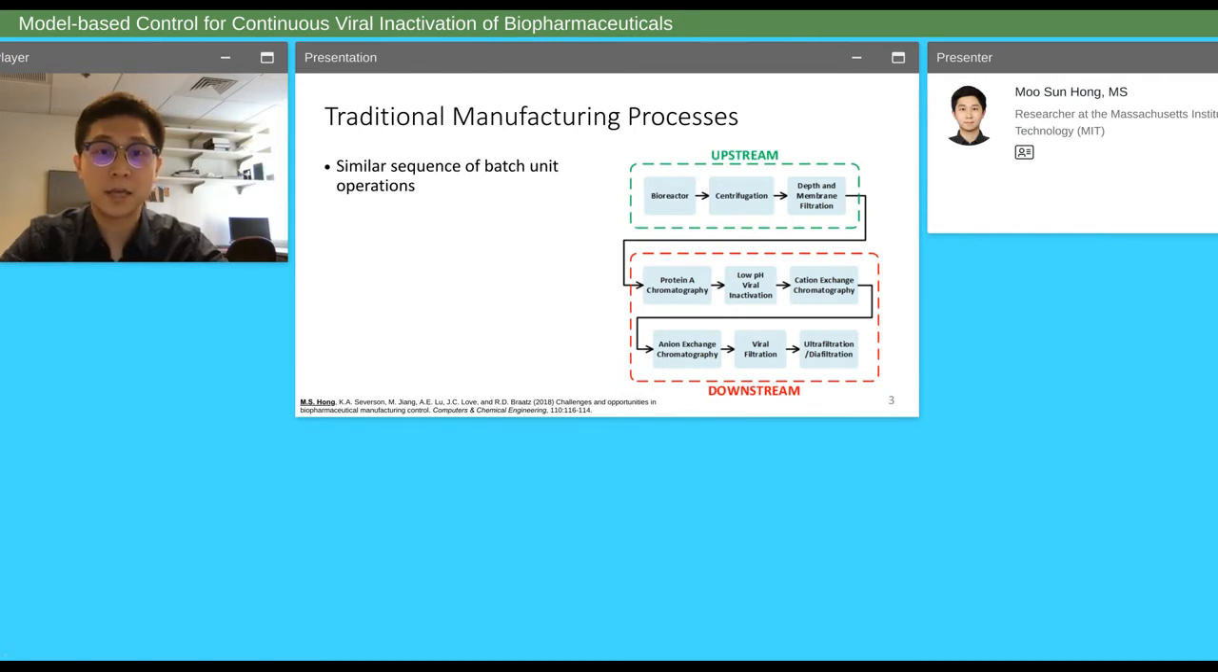The figure in this slide shows a process flow diagram for a typical platform used for producing monoclonal antibodies, which are the highest selling class of biopharmaceuticals. The traditional biopharmaceutical manufacturing consists of a similar sequence of batch unit operations that are divided into upstream and downstream. The upstream unit operations include cell culture with a series of batch bioreactors for protein expression and harvest steps for removing cells and cell debris, which are the centrifugation and filtration in this case. The downstream consists of purification with multiple steps of chromatography and filtration and diafiltration.